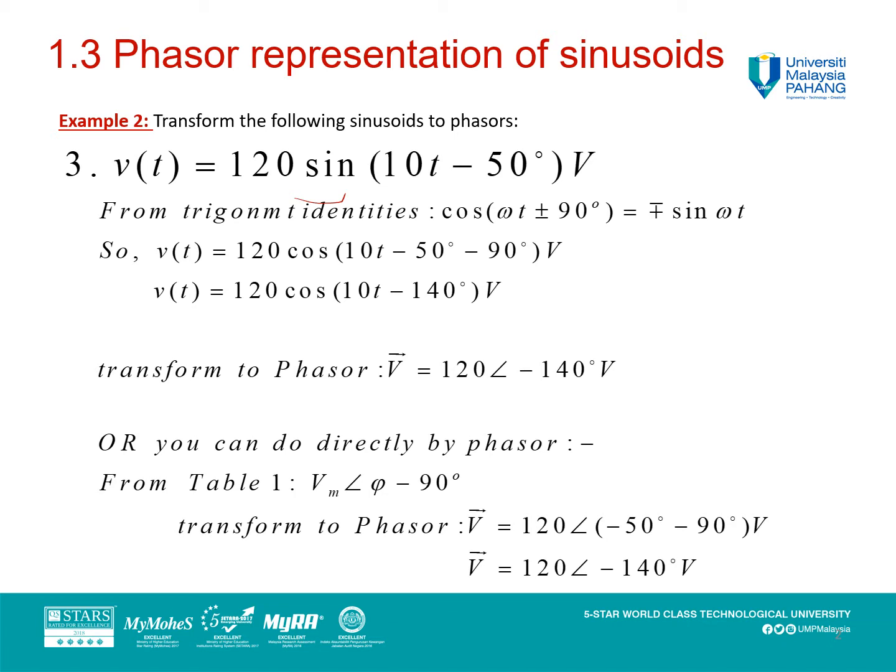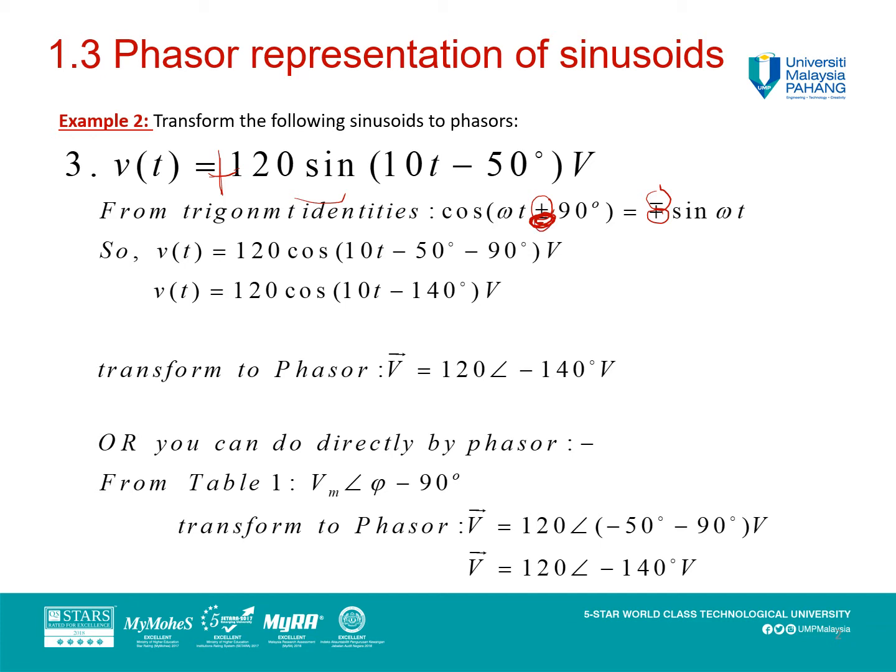Okay, you just look at the sign. For a positive sine, you use cosine with a subtraction of 90 degrees. If the sine is negative, you use the plus here. But now the sine is positive, and the amplitude is positive, so you subtract here.